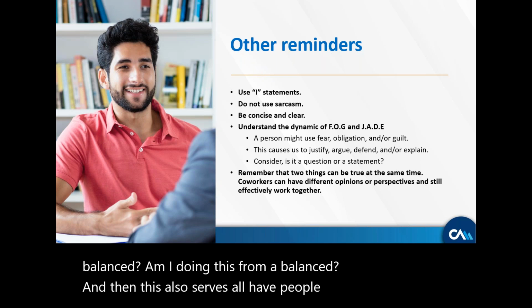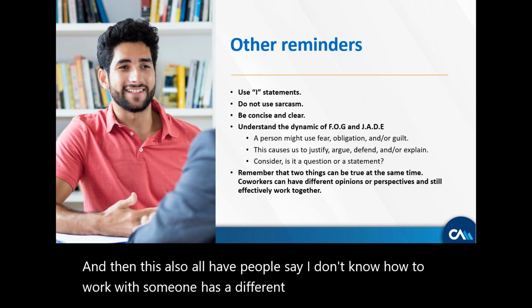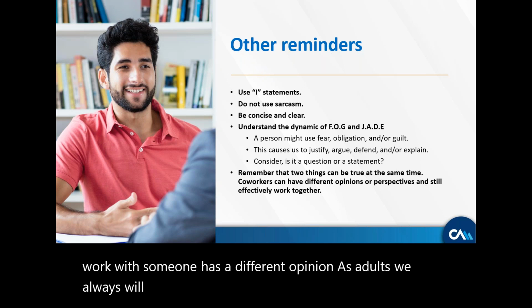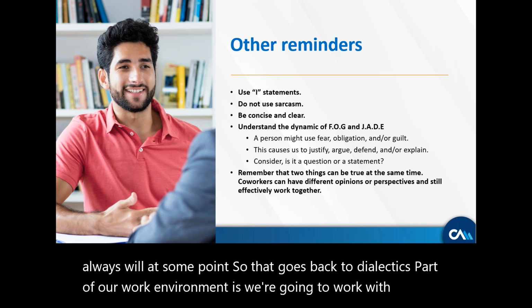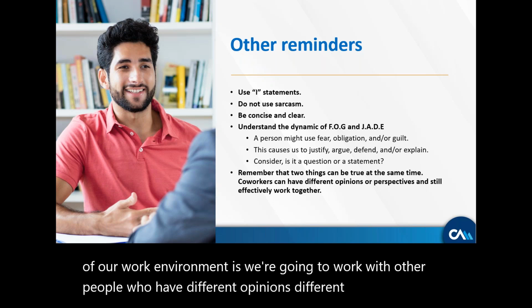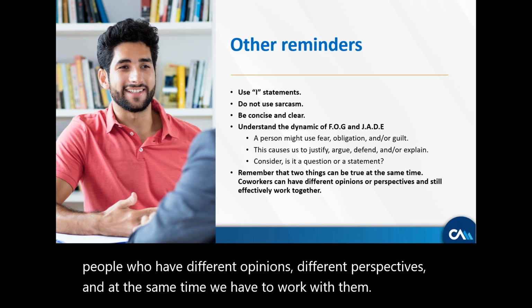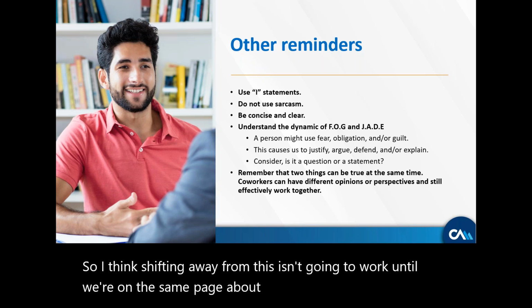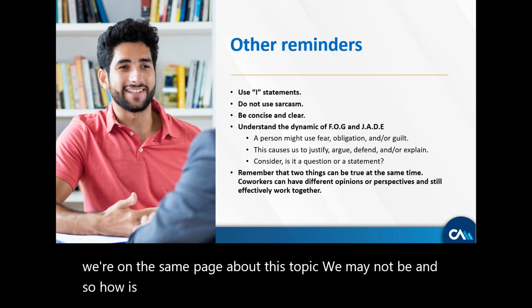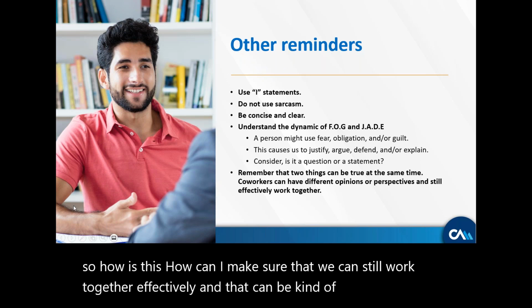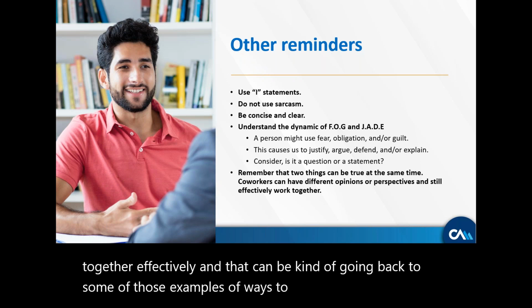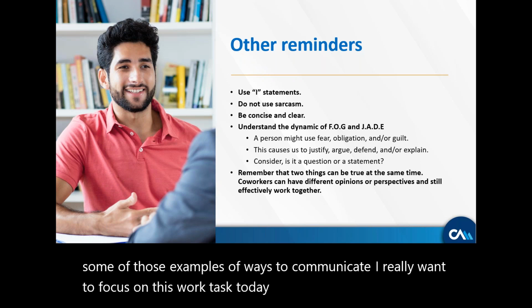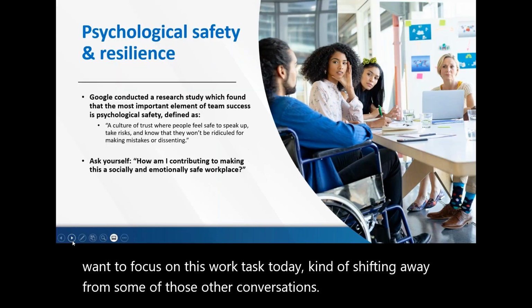And then sometimes I'll have people say, I don't know how to work with someone who has a different opinion. As adults, we always will at some point. So that goes back to dialectics. Part of our work environment is we're going to work with other people who have different opinions, different perspectives, and at the same time, we have to work with them. So I think shifting away from this isn't going to work until we're on the same page about this topic. We may not be, and so how can I make sure that we can still work together effectively? And that can be kind of going back to some of those examples of ways to communicate. I really want to focus on this work task today, kind of shifting away from some of those other conversations.